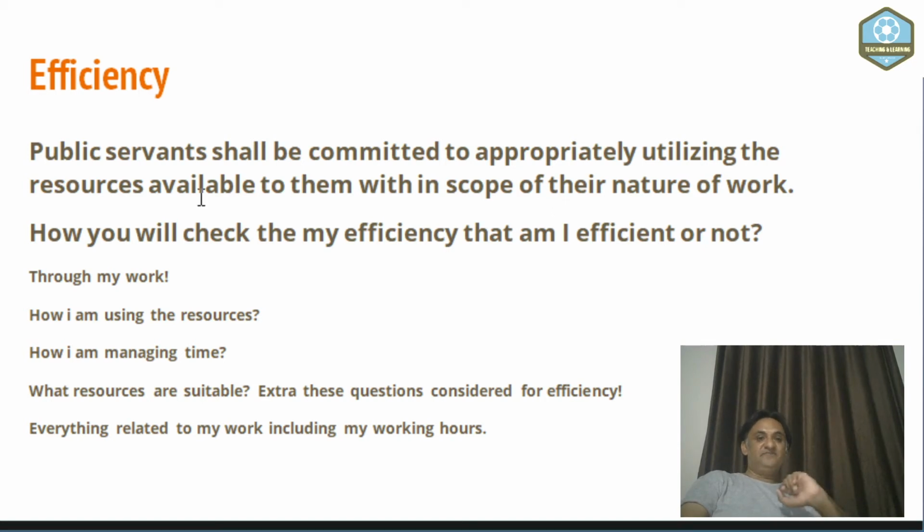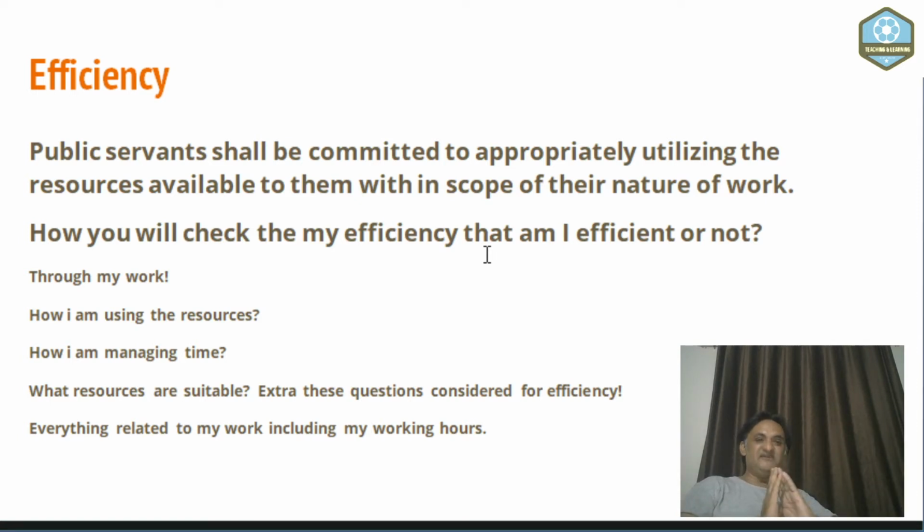Now, how will you check whether I'm efficient or not? You have to check my work. You have to check the given resources and available resources, and how I'm utilizing these resources. Am I wasting or not? Am I managing or not? How am I managing? All these processes make you efficient. I have to check what resources are suitable. It also depends on efficiency and other questions related to efficiency. So everything related to my work, including my work hours and time management, is related to efficiency.